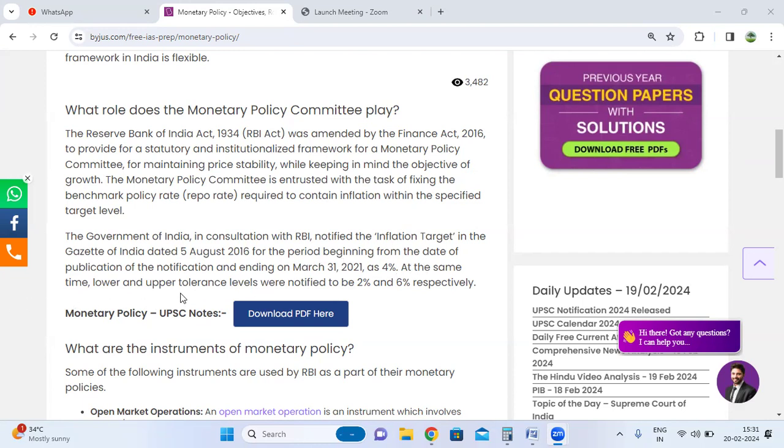At the same time, the lower and upper tolerance levels were notified to be 2% and 6% respectively.